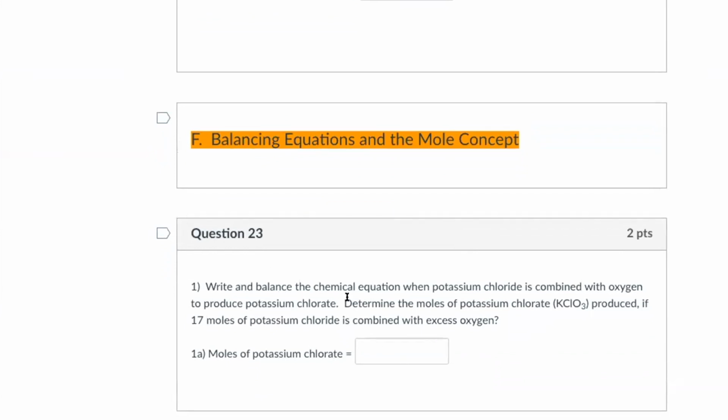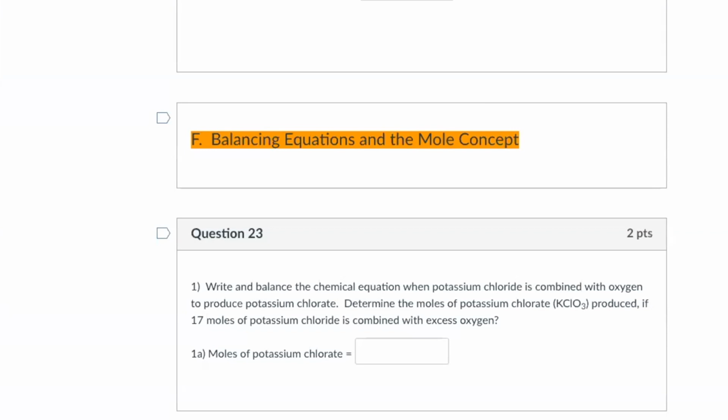Write the balanced equation and the chemical equation when potassium chloride, KCl, is combined with oxygen, O2, to produce potassium chlorate, KClO3. I tell you what it is. So you need to write the balanced equation first, and then you can do this. I tell you 17 moles of potassium chloride is combined with excess oxygen. What amount of potassium chlorate is produced? So that one's not so difficult.